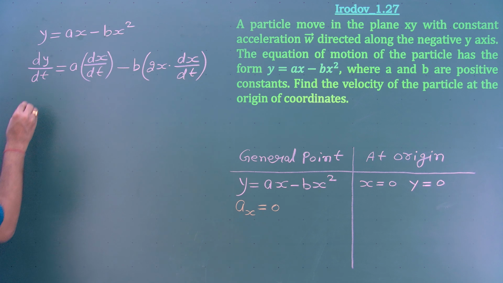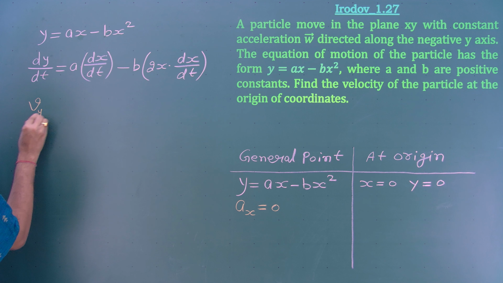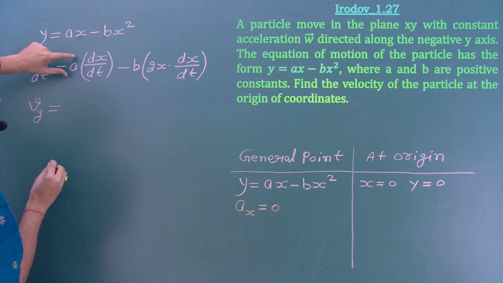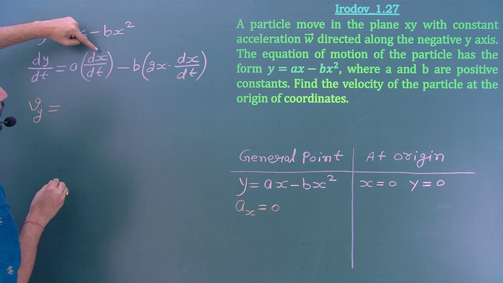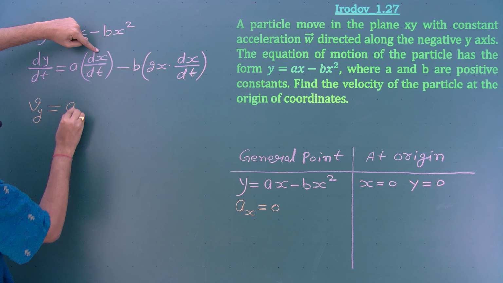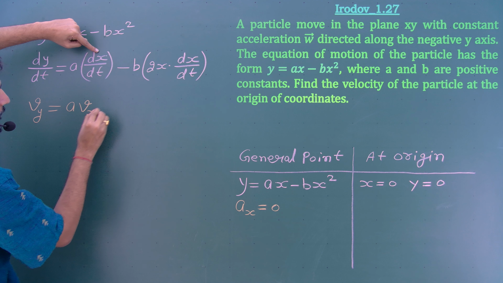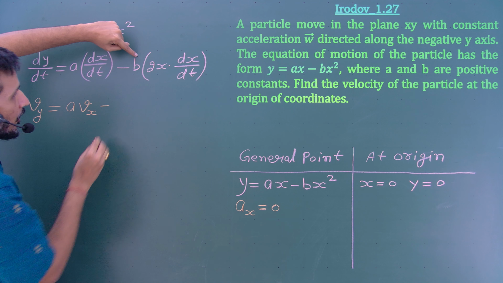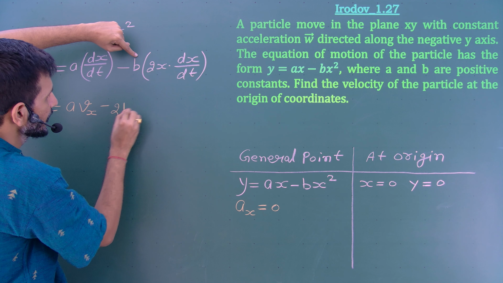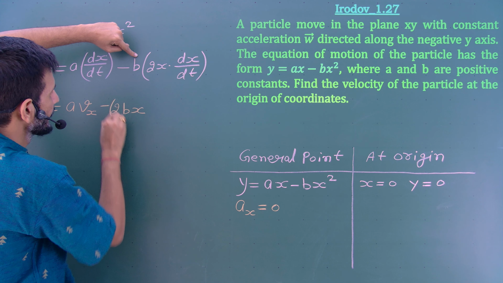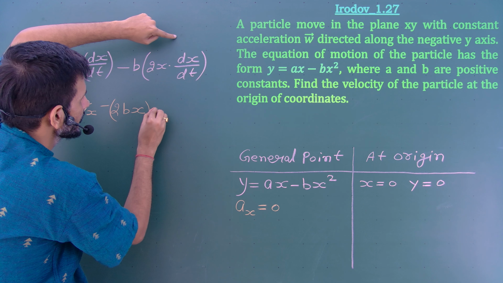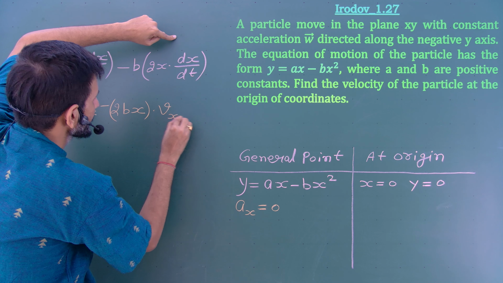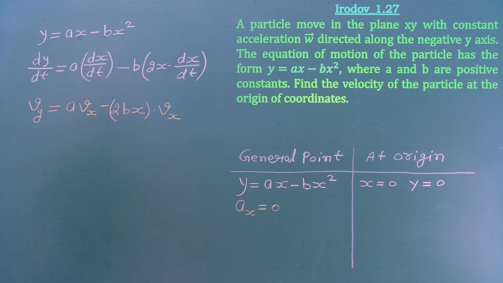So I write it as velocity of the particle in y direction should be equal to a into, what is this? Velocity of the particle in x direction. So a into vx minus 2bx into, what is this? This is the velocity of the particle in x direction.